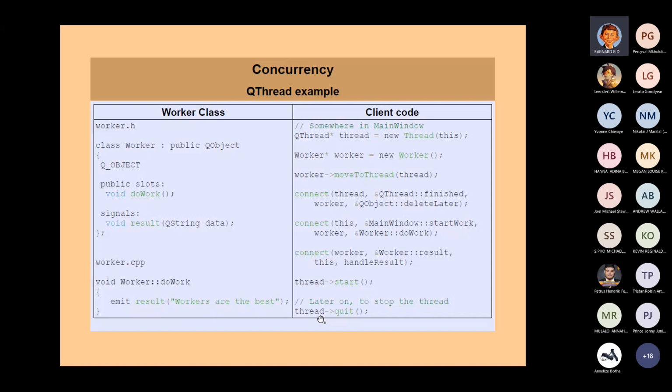Later on you can stop the thread by either calling quit directly, or it's probably better to connect the quit slot to the worker's finished signal. I'm not sure why I put this separate here, but it's actually better to do that as a signal and slot. But basically that's the same procedure. You declare your thread, you declare your worker, you move the worker to the thread, you connect the various signals and slots, and you call start on your thread. And that basically is how threading works.